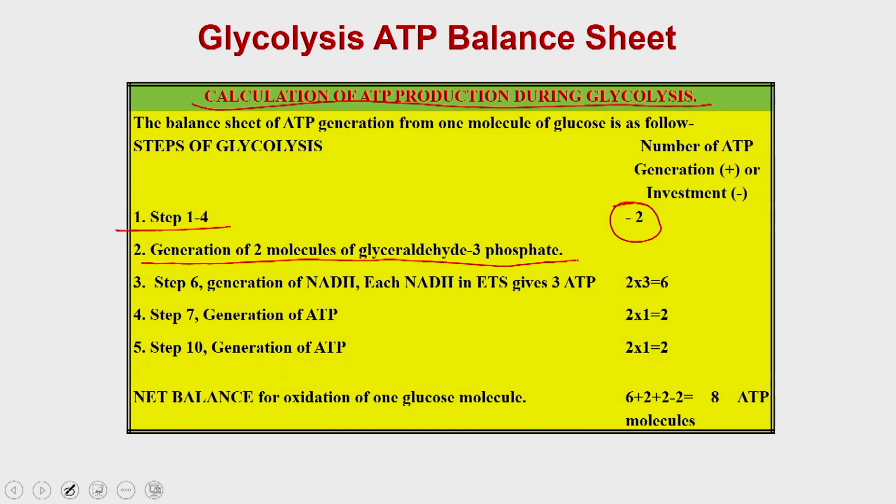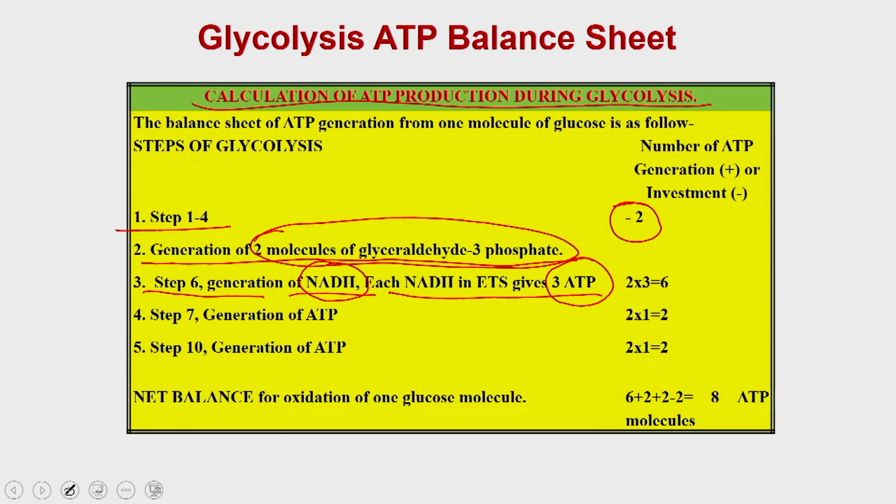So, glyceraldehyde 3 phosphate will then get converted, and in step 6 there will be a generation of NADH. Each NADH in the electron transport chain is going to generate 3 ATP. So, there is a generation of 1 NADH, but because two molecules of glyceraldehyde 3 phosphate are being generated, you are going to multiply this number by 2. So, this means 2 molecules of NADH are going to be generated, and since each NADH in ETS is going to give you 3 ATP molecules, ultimately it is going to give you 6 molecules.